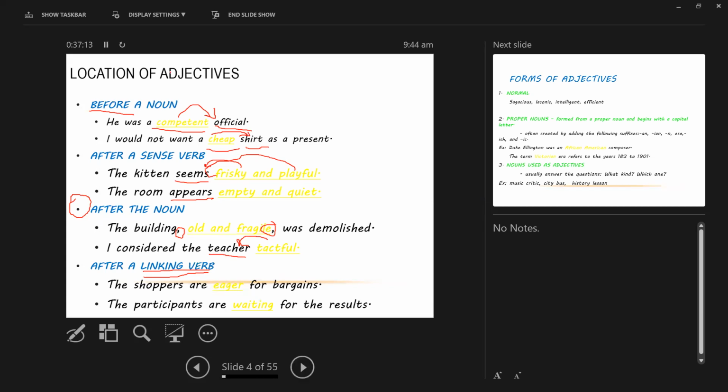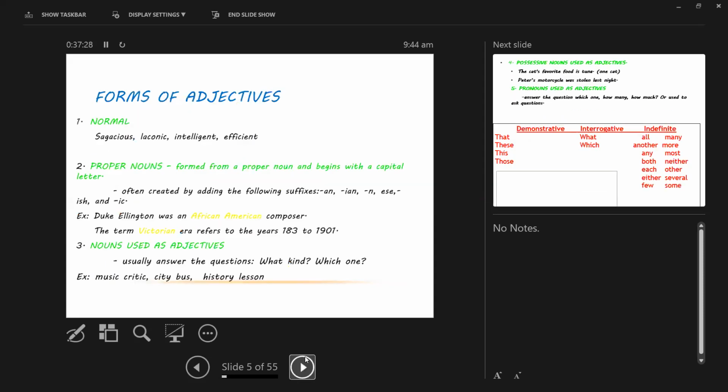Okay, so again, the location of adjectives can be found before a noun, after a sense verb, after the noun, and after a linking verb. Okay, so now we will talk about the different forms of adjectives.